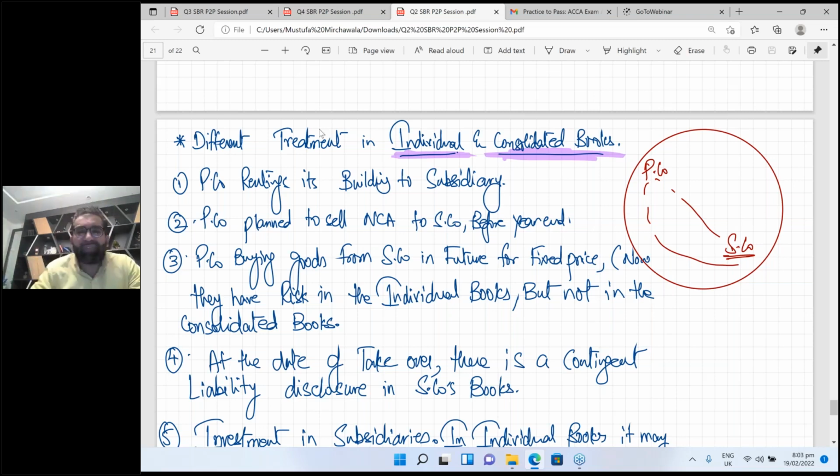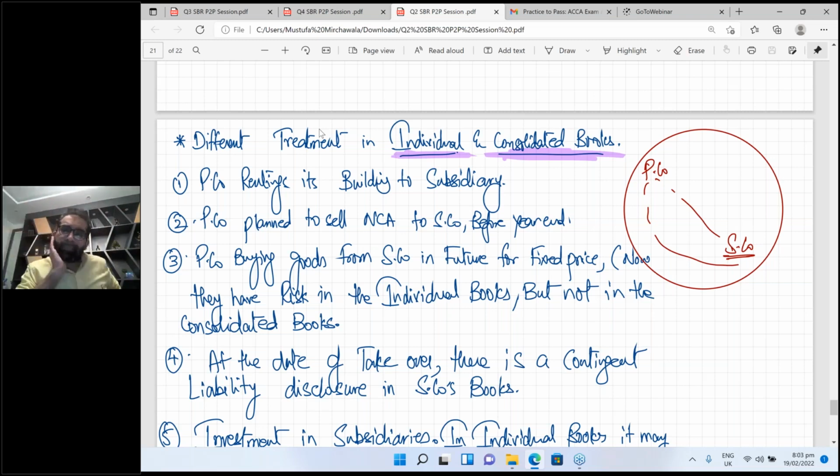Okay, now the second example. I saw this example in a past paper of old SBR. The old SBR paper was the P2 paper, and I saw a 2005 paper. The name of the question was J. Now it's not available, but I saw this question. What is this? P company planned to sell a non-current asset to S company before year end.